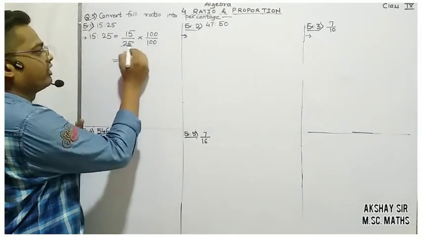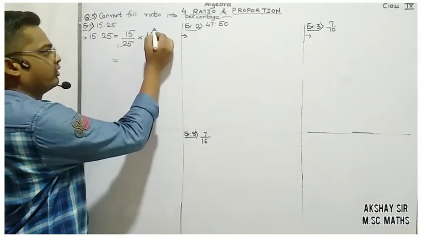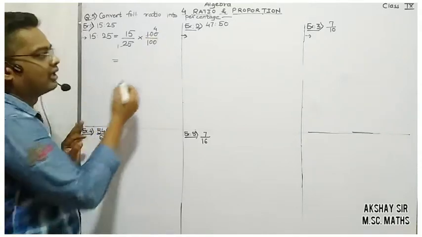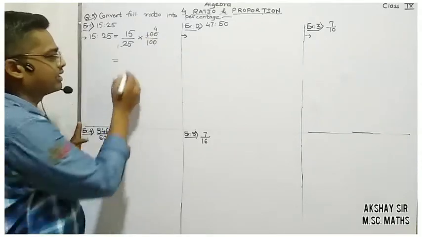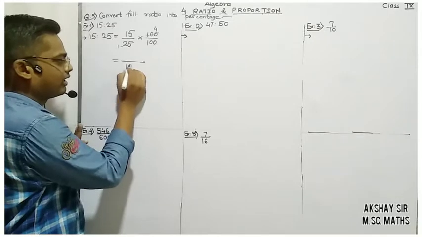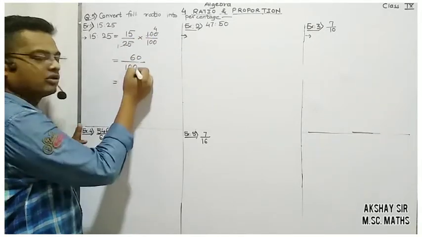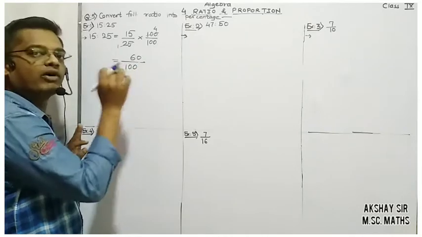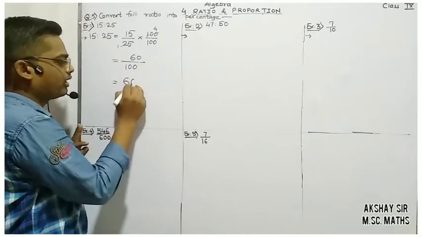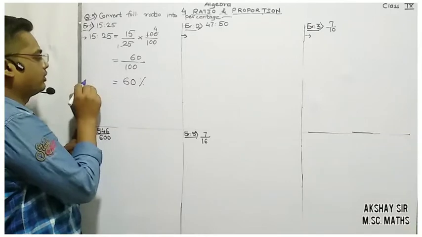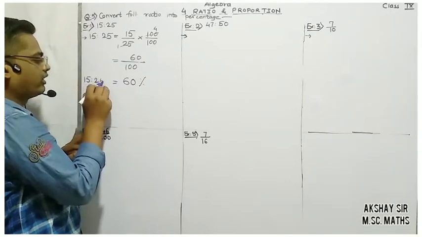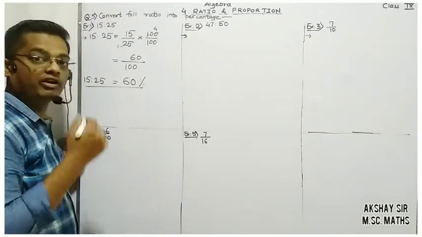So here 25 on the 25, and 25 fours are 100. Now the denominator should be only 100, so 1 into 100 is 100. In the numerator, 15 into 4 is 60. Now we don't have to cancel the zeros, because we need the denominator to be a perfect 100. So 60 upon 100 is 60%. In this way we converted the ratio 15 as to 25 into 60%.